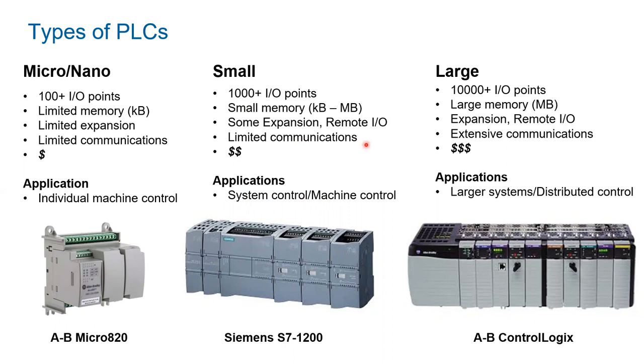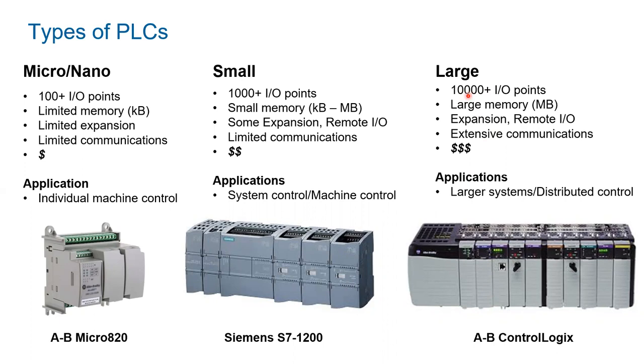Then if we move up to the large PLC, now we're looking at 10,000 plus IO points. So when we're talking about distributed control systems, this could be a distributed control system because it can handle a very large amount of IO. Of course, you can't put 10,000 IO points in this one single chassis, but it would be a lot of expansion, a lot of remote IO connected back to here.